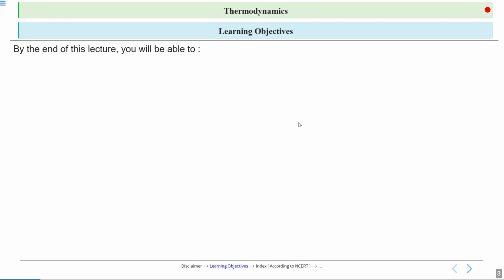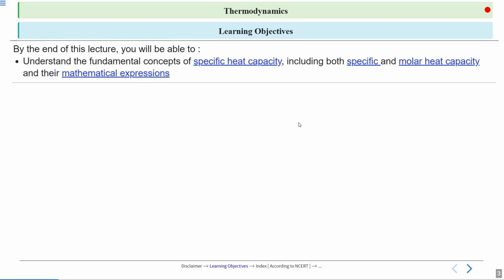Learning objectives. By the end of this lecture, you will be able to understand the fundamental concepts of specific heat capacity, including both specific and molar heat capacities and their mathematical expressions.